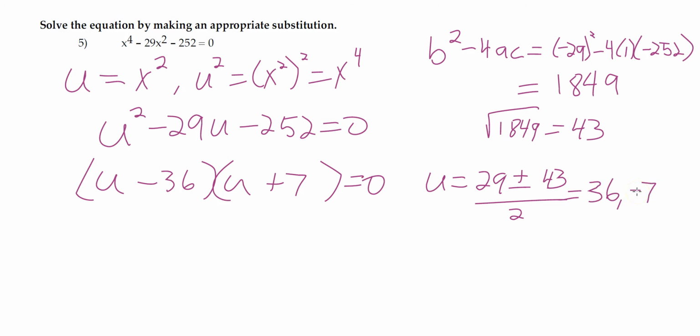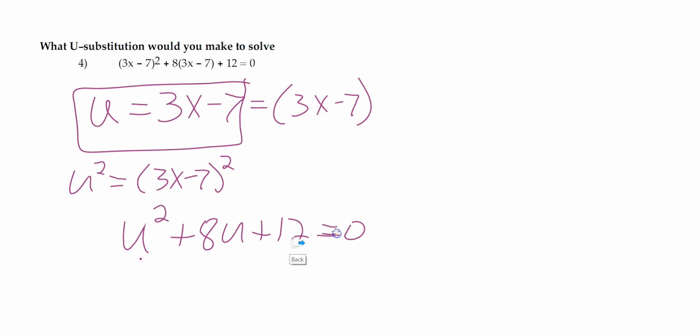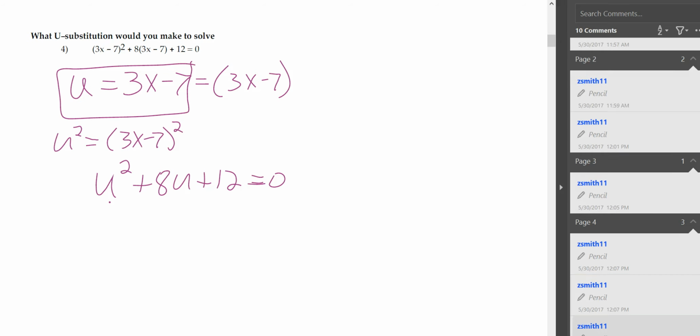But wait, there's more. This is an x equation, so a u answer is not appropriate. But u is the same as x squared, so we actually have x squared equals 36. And x squared equals negative 7.